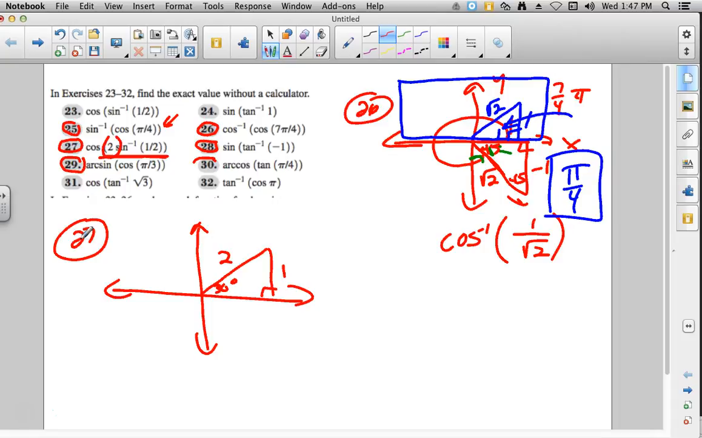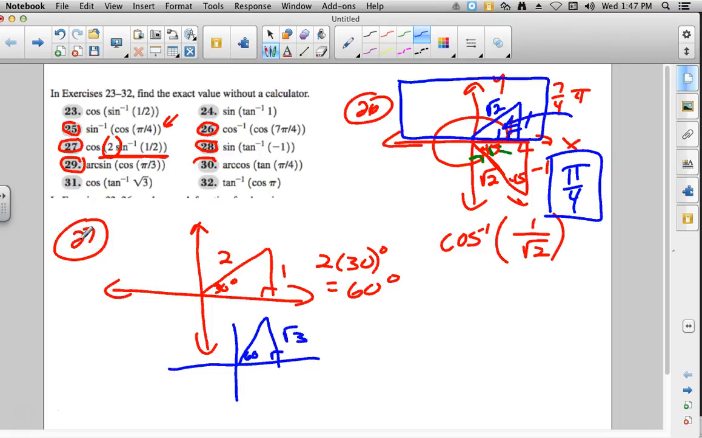But now we have a 2 in front. So they really want us to take 2 times 30 degrees, which means we're going to talk about 60 degrees. And what we're supposed to find is the cosine of 60 degrees. So we make another quick sketch and say, all right, they're really asking us for the cosine of 60 degrees, and the square root of 3 is across from 60 degrees.